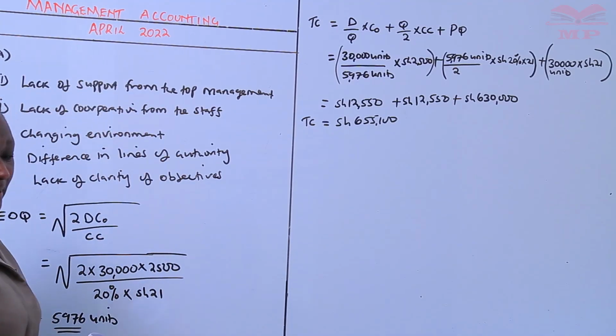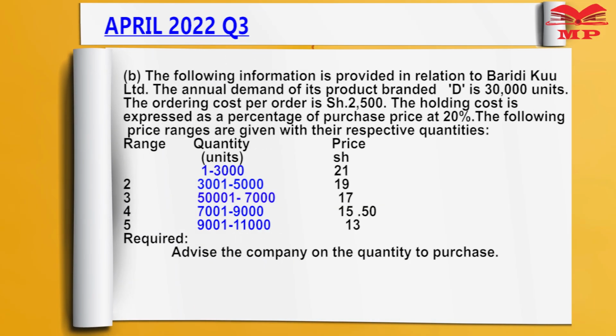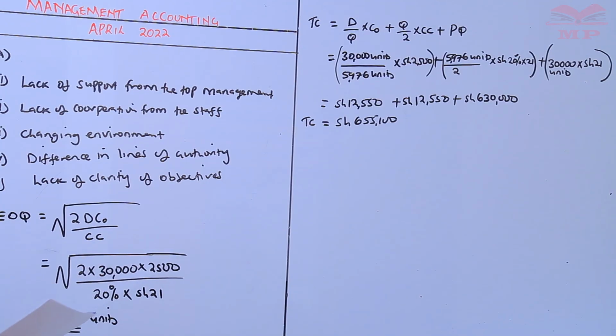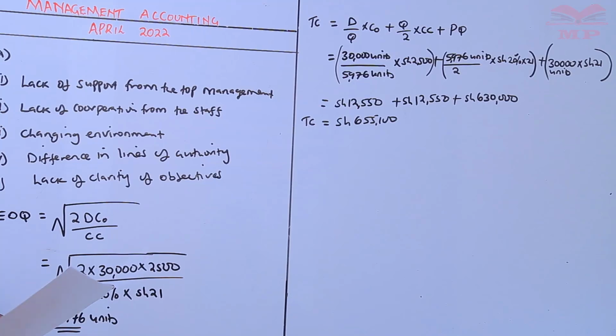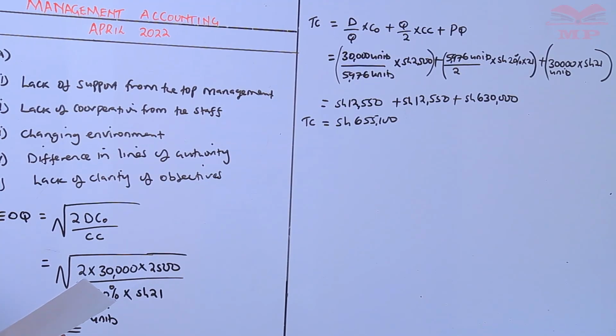Then the second step is to consider the lower class boundary. Looking at that table, you've been given the quantities, which is in units, 1 to 3,000, 3,000 and so on. So our intention is to ensure we advise the management. The firm is already buying at 5,976 units. So meaning we are to disregard all the other quantities that are falling below 5,976 units. And I'm saying that we consider that by looking at the lower class boundary.